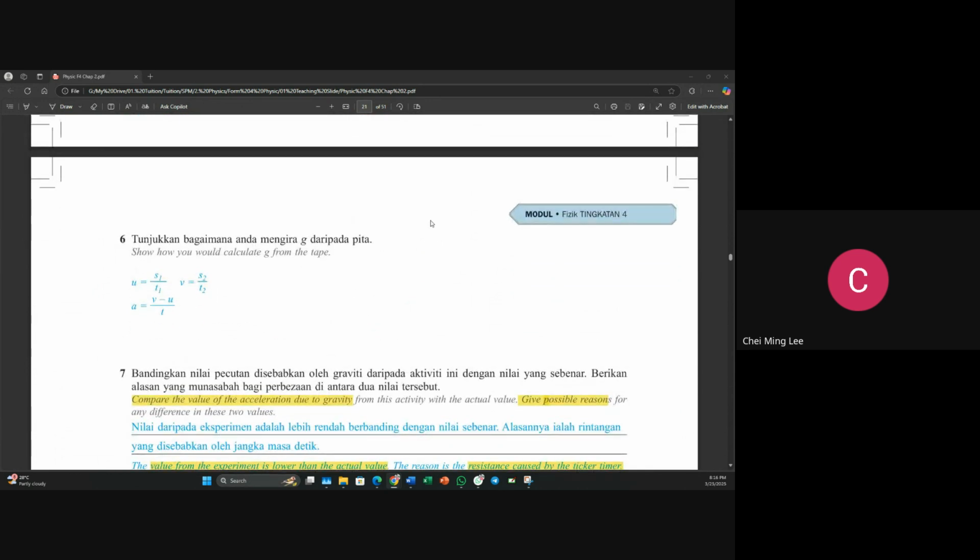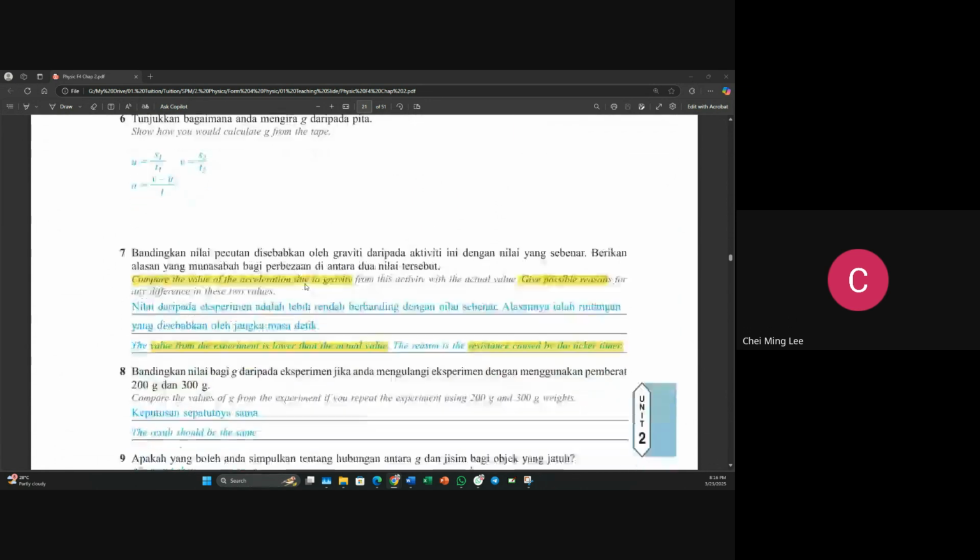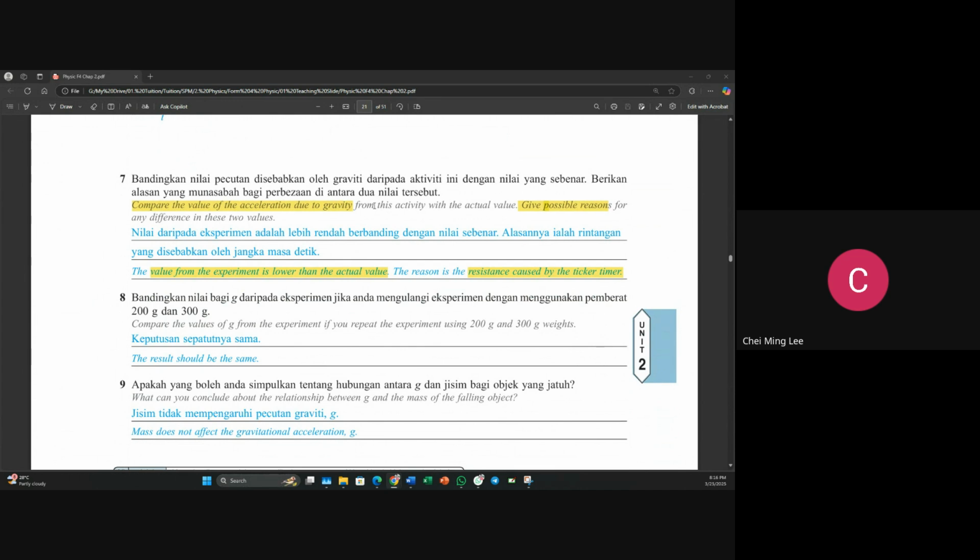So how do we calculate g from the tape? First we try to get u, try to get v, then we use a equals v minus u over t. Okay, so let us compare the value of acceleration due to gravity with the actual value. Will the value from the experiment be lower or higher? It should be lower because you have air resistance. Air resistance, no matter how small it is, will still affect your reading results because it is there. Compare the value when we change 200 gram to 300 gram. It should be the same for the result because mass does not affect the gravitational acceleration.